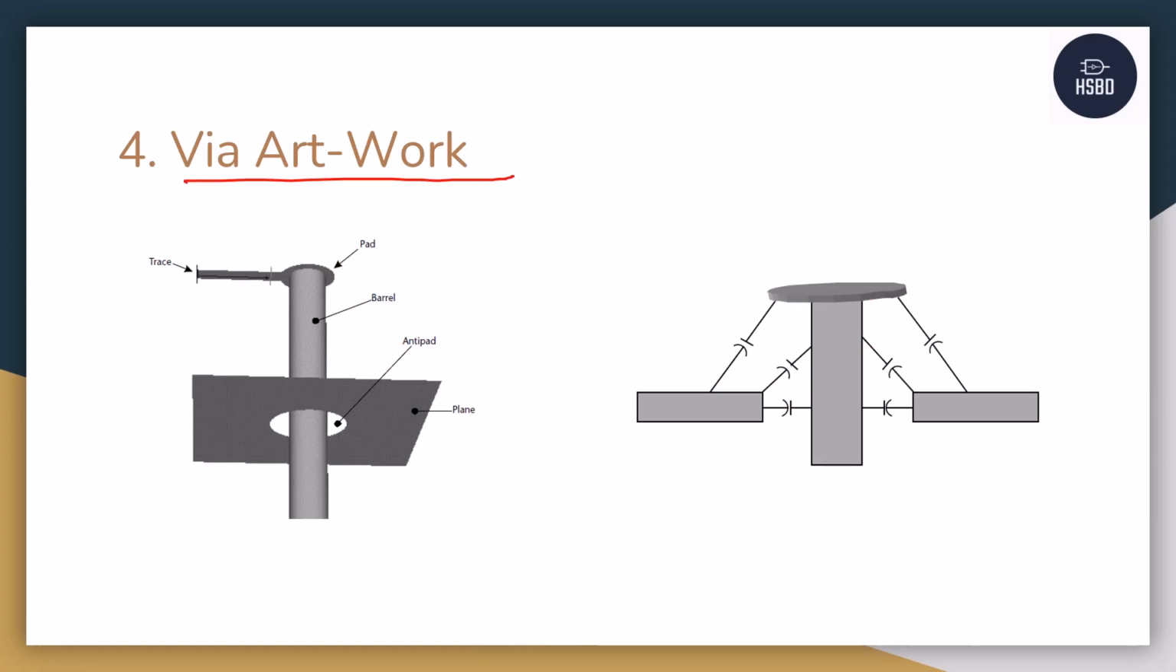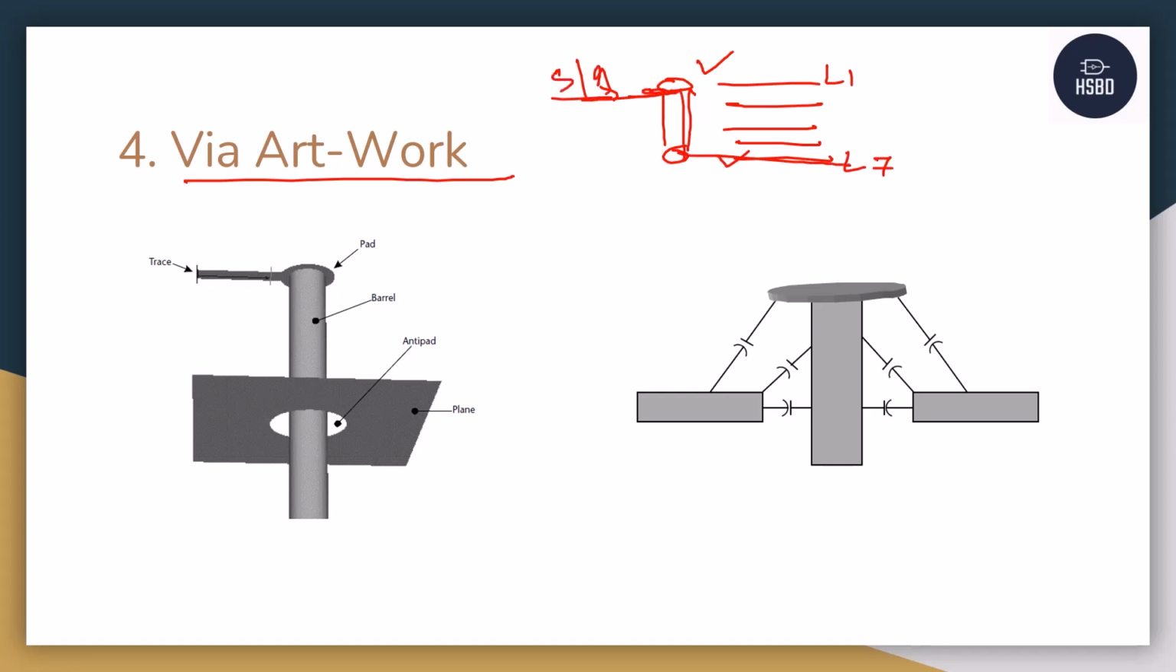So the last and most important part is the via artwork. So what is a via? Vias are the cylindrical vertical traces that are created in order to carry a particular signal from one layer to another layer. For example, if you can see my stack up at the top, this is L1 and this is L7. So my signal is traveling from L1 to L7 with the use of a via.